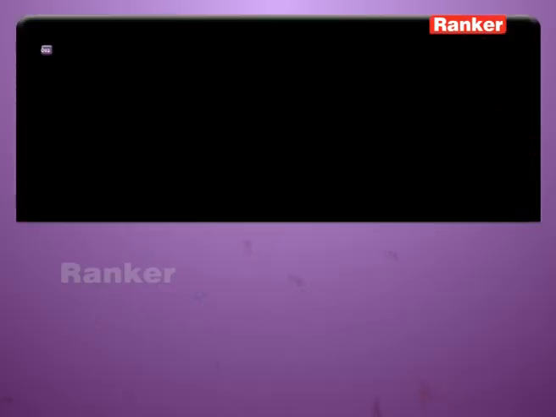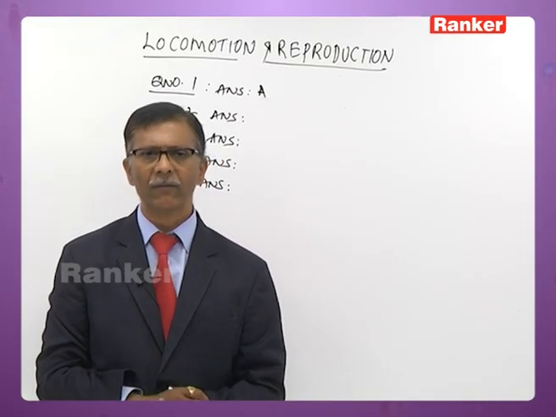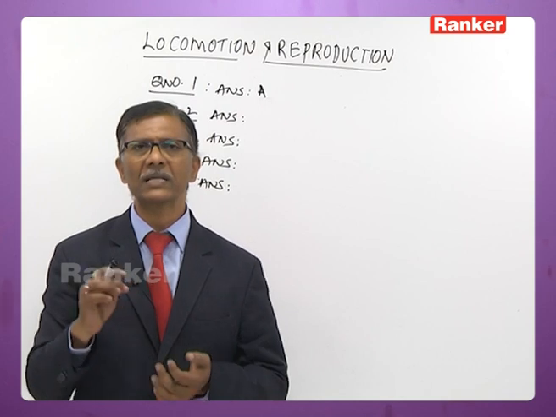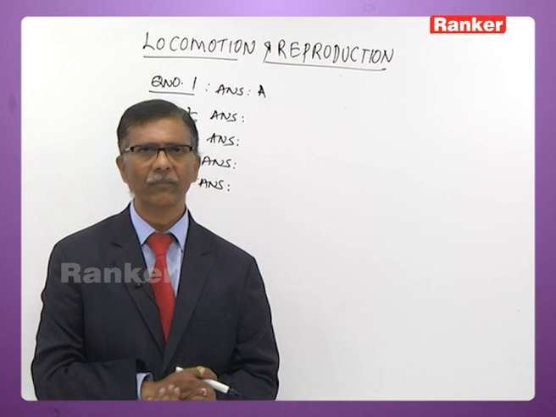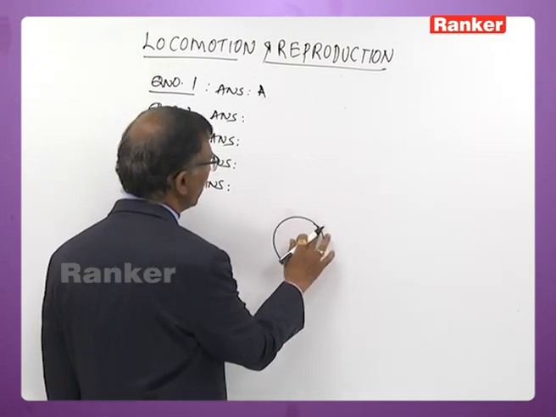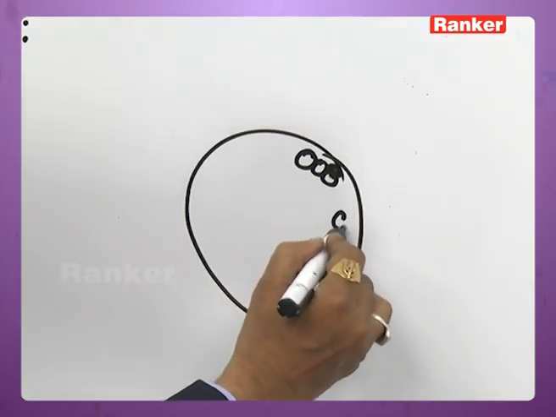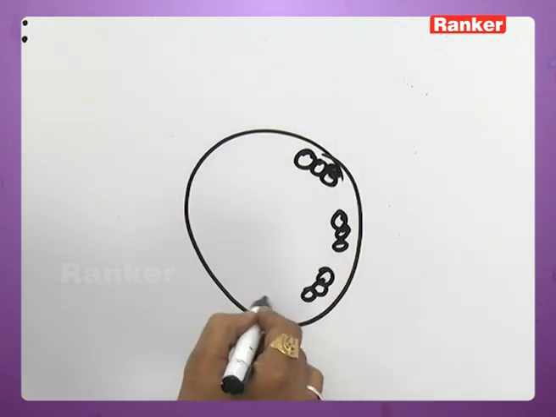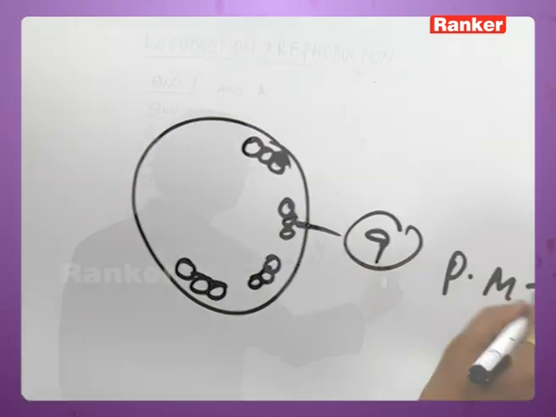The question number 2: number of microtubules present in a basal granule, A 9, B 19, C 27, D many. Basal granule is also called blepharoplast. It gives rise to flagellum. When you take cross section of a basal granule, it has 9 peripheral microtubules where each is a triplet. 1, 2, 3, like this there are 9 peripheral microtubules.